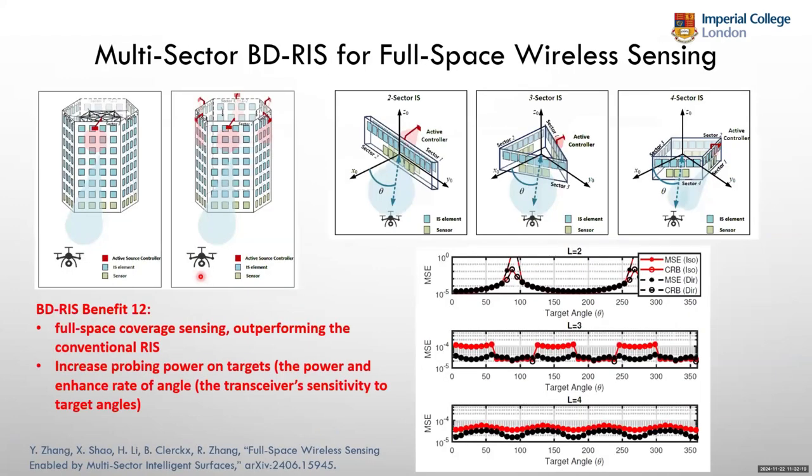You can use BD-RIS for sensing. This is an example where you leverage the fancy geometry of the BD-RIS that increases the resolution, for instance your angle resolution when you do sensing. You can increase the power that is delivered on your target because of the interconnections in your BD-RIS, but you could also increase your sensitivity to angle resolution because of the geometry of the BD-RIS.